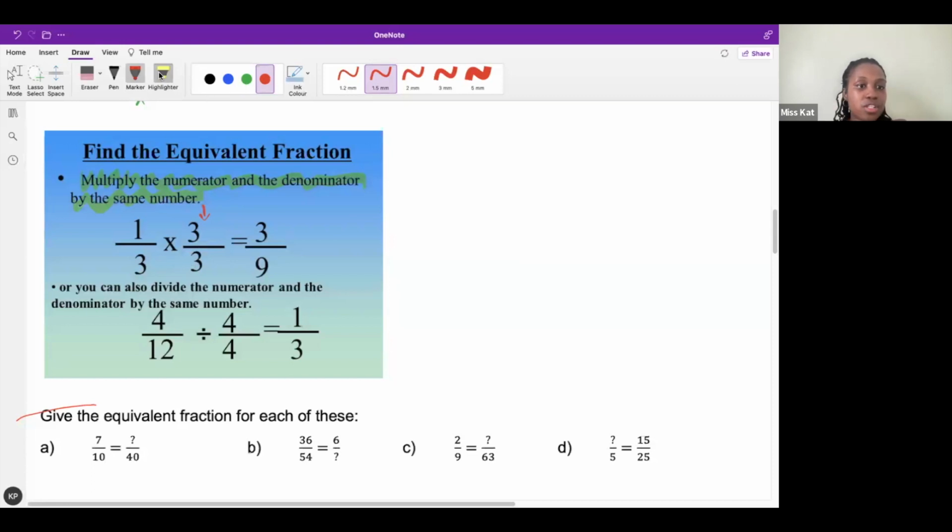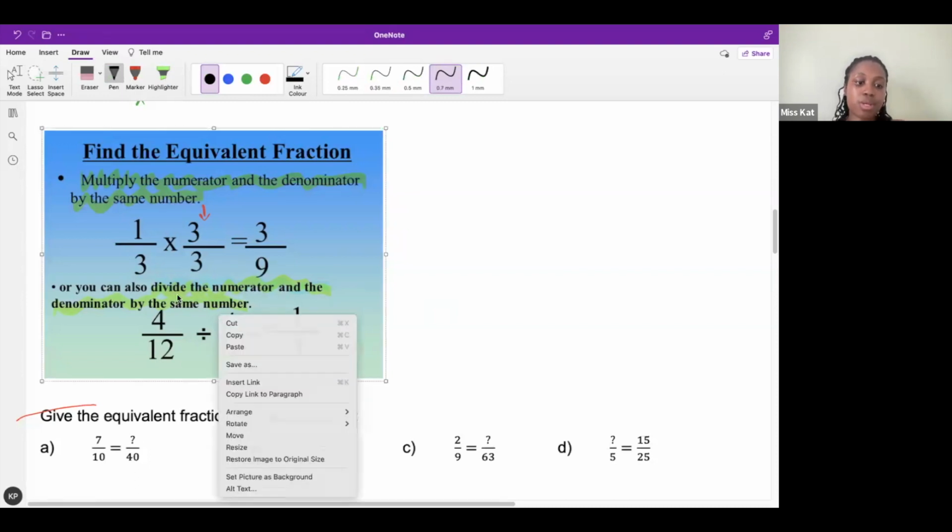Okay, so the first example has multiplied both of them, or you can divide the numerator and denominator. Seth is asking a very good question. When do we cross multiply? When we are dividing or multiplying fractions, that's when we cross multiply. I'll show you just now.